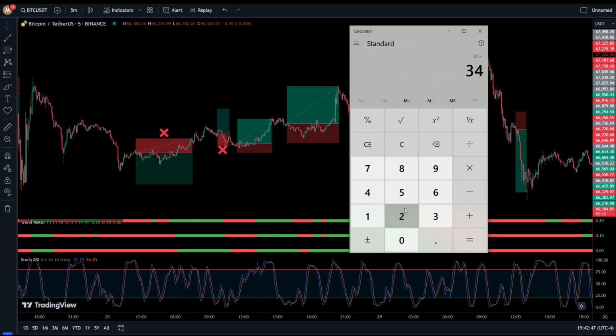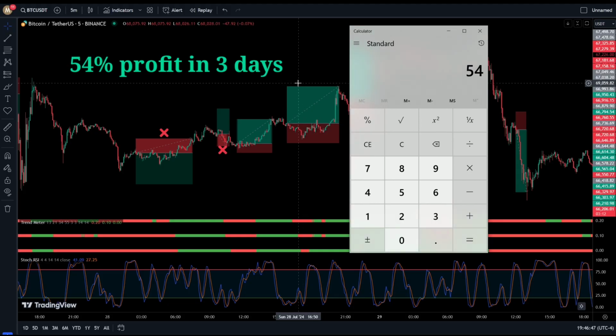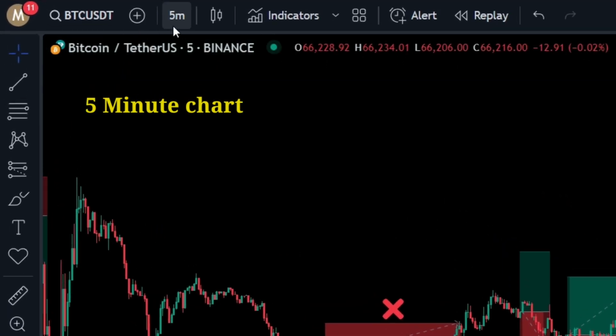34 wins times 2, with the 1-to-2 risk-to-reward ratio, results in 68% profit. But we had 14 stop losses and we assumed each to be 1%. 68 minus 14 results in our total profit of 54%. We could have gained 54% in 2 or 3 days in the 5-minute time frame.